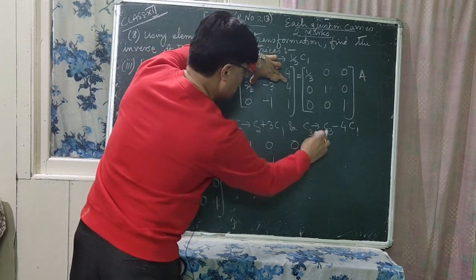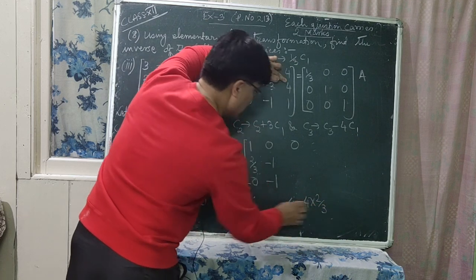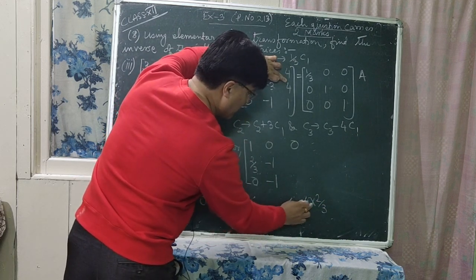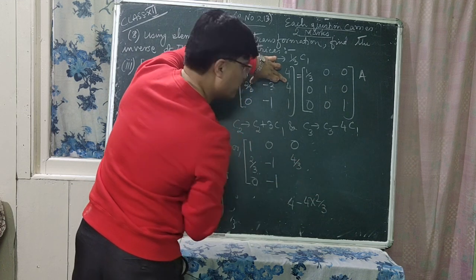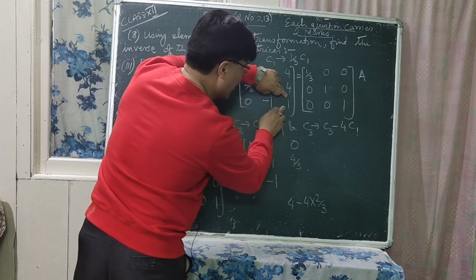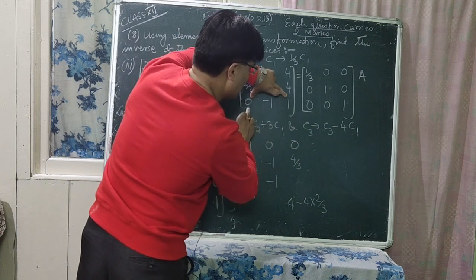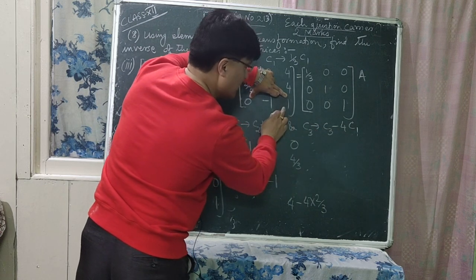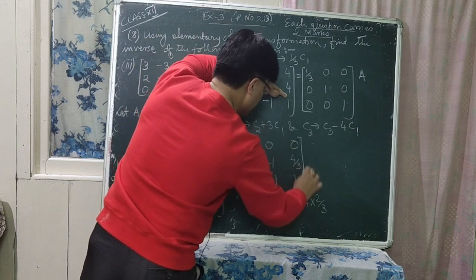Next, C3 is 4 minus 4 into 2 by 3. Right? So 3 4s are 12 minus 8. That is 4 by 3. So it will be 4 by 3. Right? Next, C3 is 1. This C3 is 1 minus C1 is 0. So 1, C3 is 1, C1 is 0. So 1 minus 4, 0, 0, that is 1.